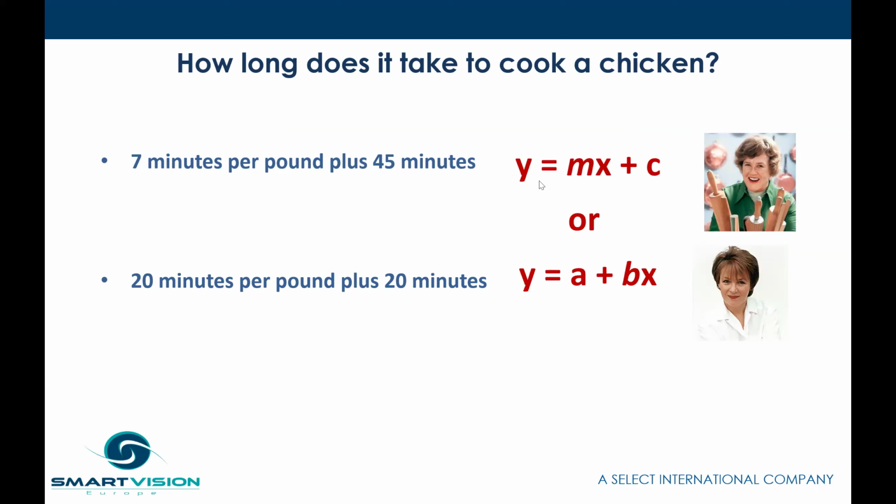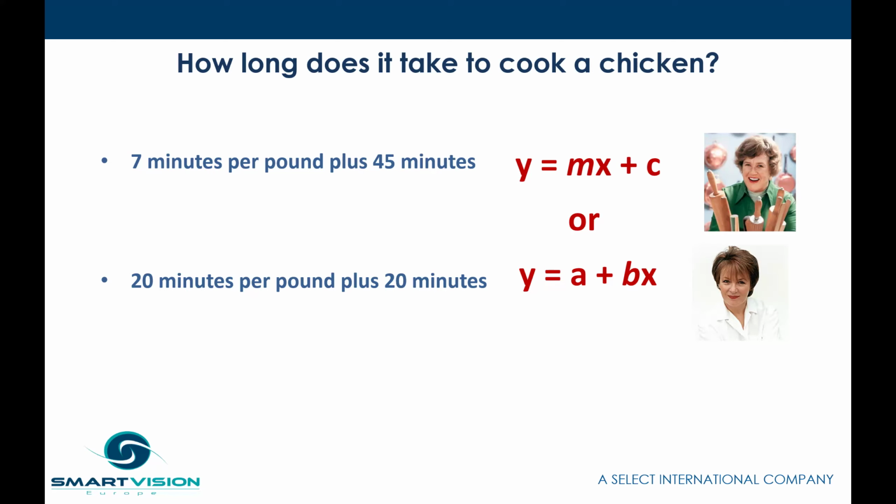In fact, the equation for a straight line that we're taught in math at school is y equals mx plus c, and in regression, it's y equals a plus bx. They're exactly the same equation. There are two elements to the equation. There is the 7 minutes per pound, that's the coefficient, the b value here, or the m value here. And then there's the plus 45 minutes, or the plus 20 minutes. That's the constant in the equation. It means that you add on this number at the end.